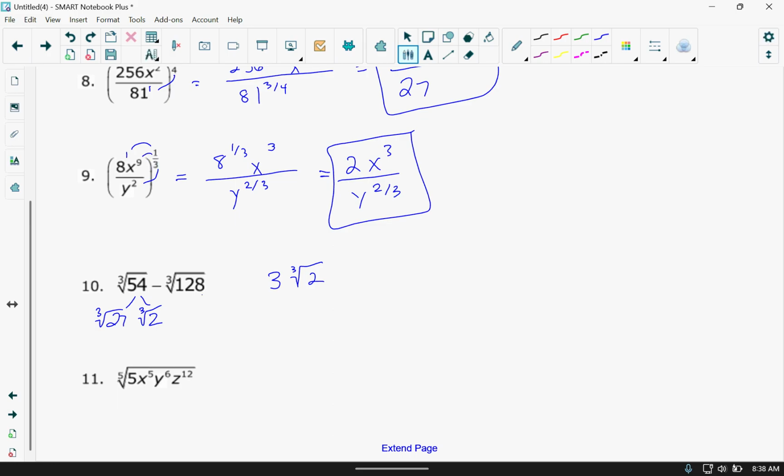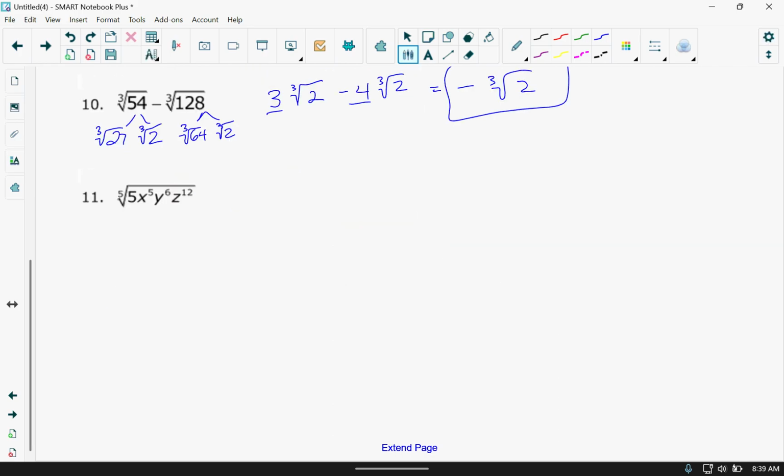Now 128 can be broken down into 64 times 2. So that's going to be the cube root of 64 and the cube root of 2 being multiplied together to get to the 128. The cube root of 64 is just 4. So this is going to say minus 4 cube root of 2. So 3 cube root of 2 minus 4 cube root of 2. When you're adding and subtracting any radicals, as long as the radicals match, you just use the fronts. So 3 take away 4 is negative 1, and then cube root of 2. So you can write it as negative 1 cube root of 2, or you can just leave it as negative cube root of 2, which I've done.